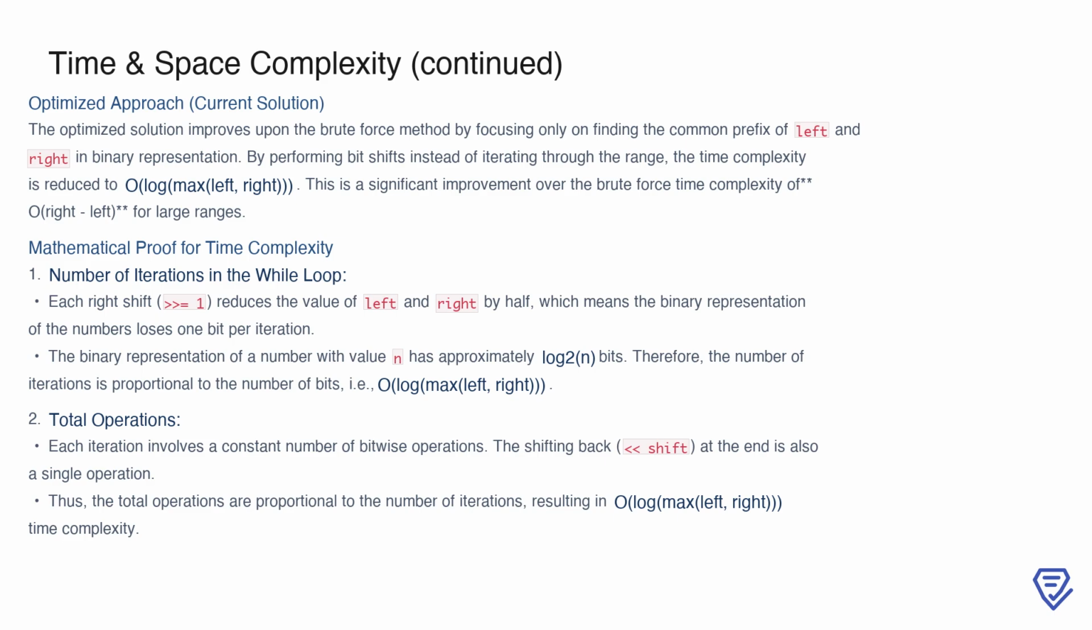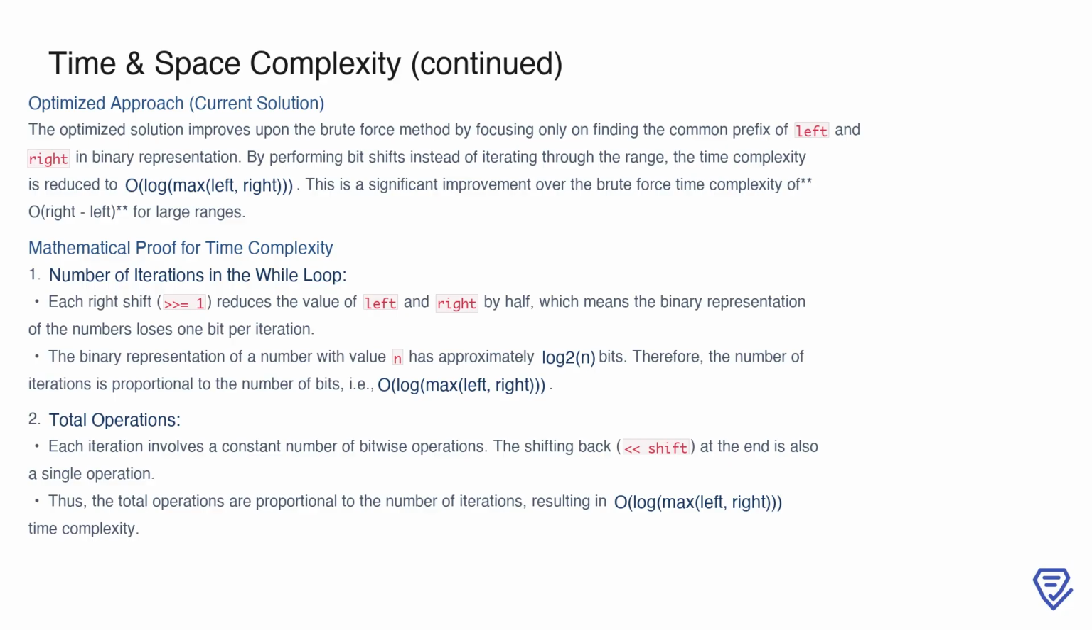ranges. Looking deeper, the mathematical reasoning for the time complexity lies in the number of iterations of the while loop. Each right shift reduces the binary representation of left and right by 1 bit, and since a number with value n has about log2(n) bits, the number of iterations is proportional to O(log(max(left, right))). Each iteration involves constant time operations, including the final left shift, so the overall time complexity remains O(log(max(left, right))).